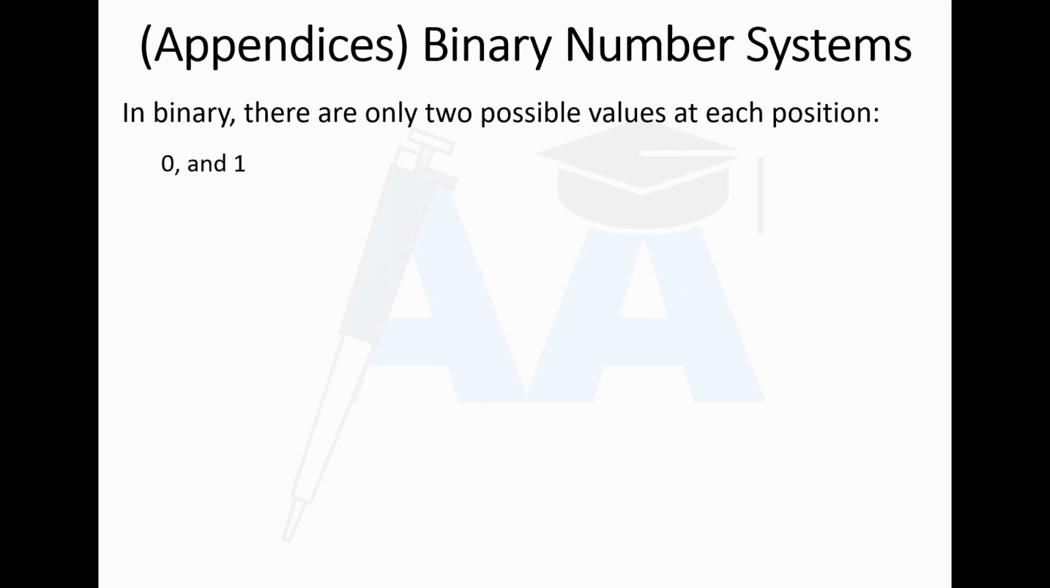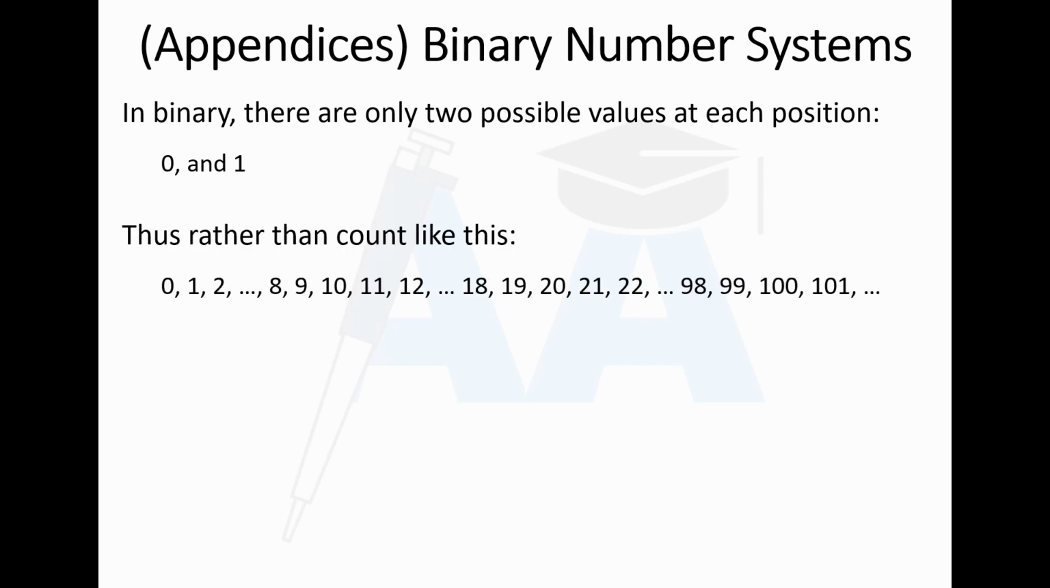Now, because there are only 2 possible values at each position for binary numbers, instead of counting like this, they count like this.